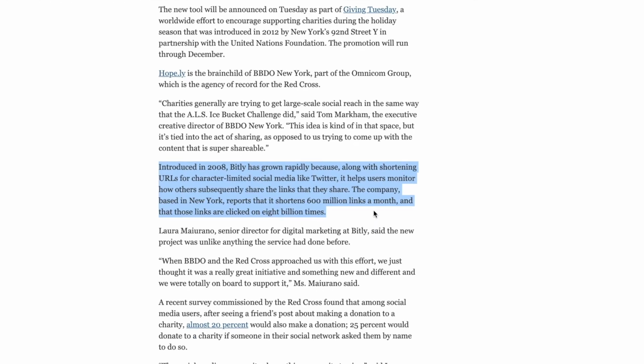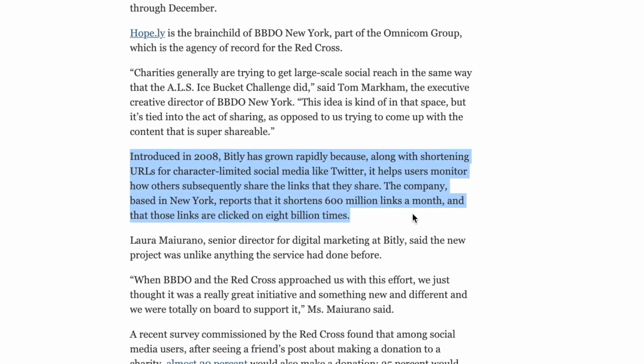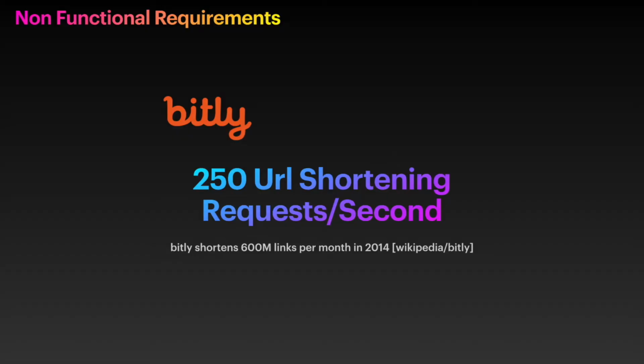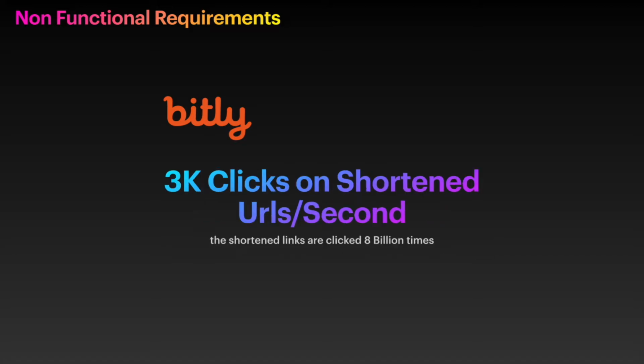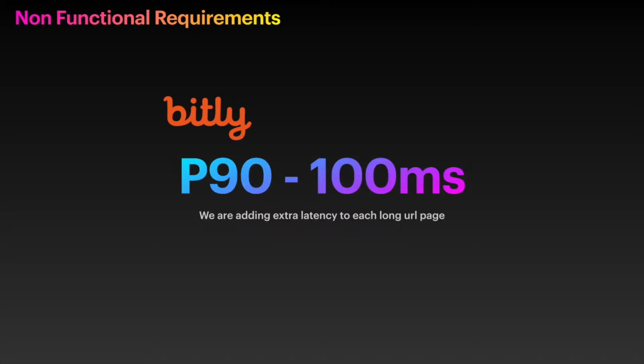We'll use those numbers as a scale we should be handling while designing our system. That summarizes our non-functional requirements. With 250 URL shortening requests per second and 3,000 clicks on the shortened URLs per second, we should deliver in under 100 milliseconds for 90% of the requests.